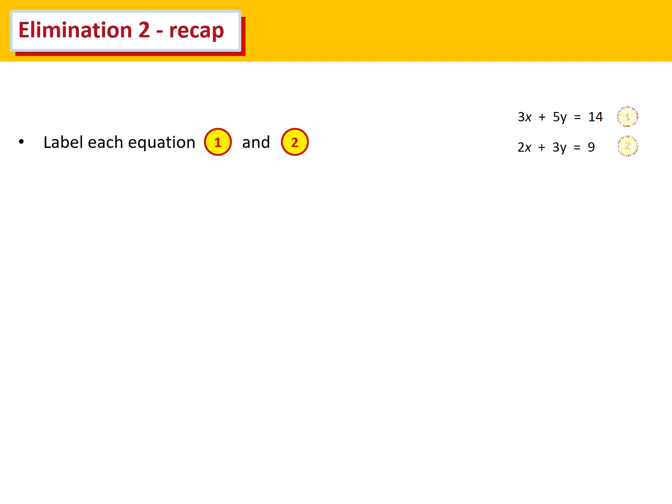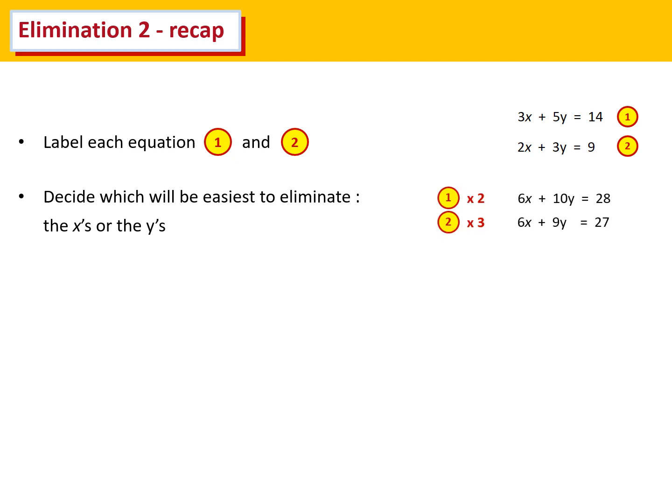Let's put this all together then in a recap. The first thing we always do, label each equation number 1 and number 2. Decide, is it easiest to eliminate the x's or the y's? It doesn't matter, just be careful whatever you do. In this case, I'm going to eliminate the x's, so I need to multiply the top equation by 2 and the second equation by 3 to give me 6x.